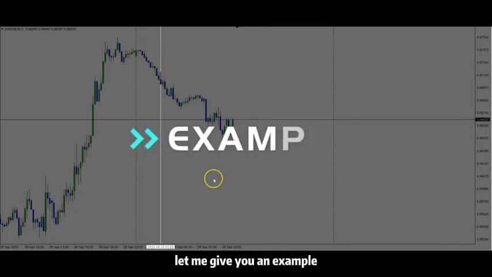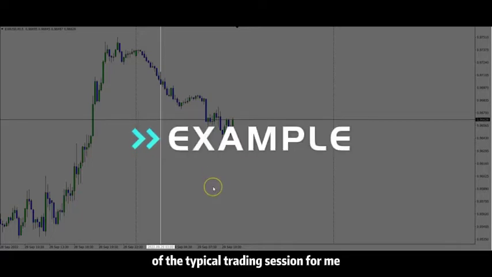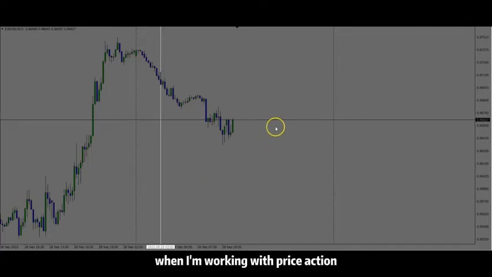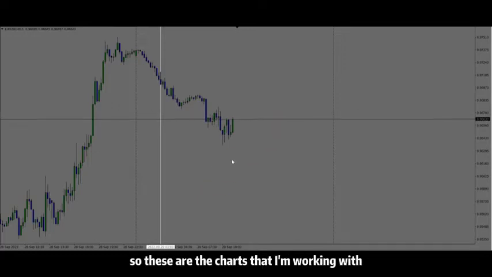Let me give you an example of the typical trading session for me and the kind of thing that I'm looking for when I'm working with price action. So these are the charts that I'm working with. This is what I'm looking at every time I sit down.